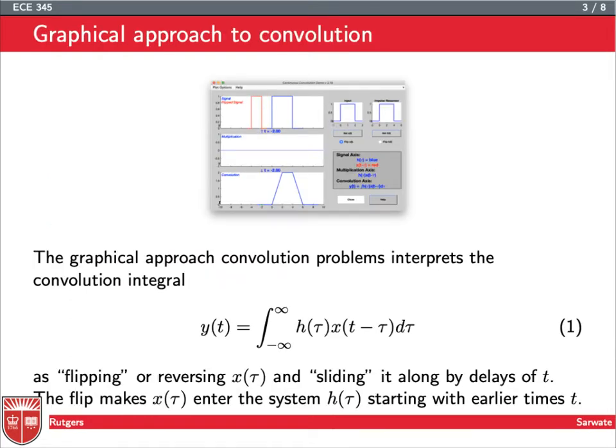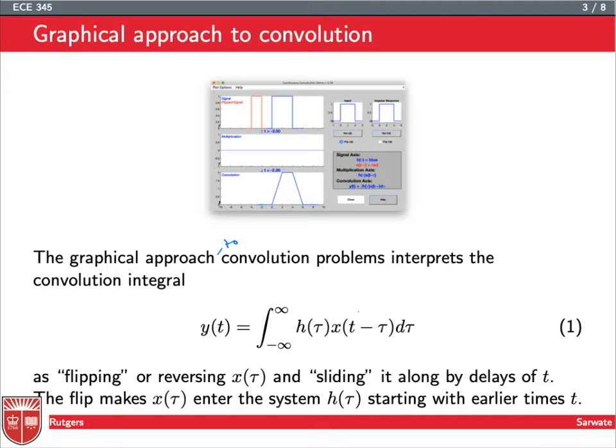Okay, so the graphical approach to convolution problems interprets the convolution integral as flipping or reversing x of tau and sliding it along by delays of t, or vice versa. You can flip h and slide it along x. So either way, you're going to get the same integral because convolution is commutative, and so it really just depends on which one graphically you find more appealing.